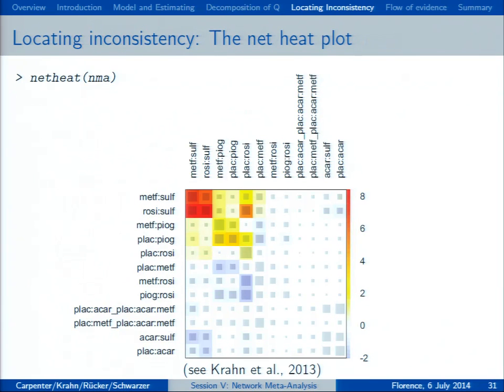Okay, there is a possible plot in this NetMeta package for locating inconsistency in further detail. So we have seen there's inconsistency, and when we want to know where in this network this inconsistency is, we can use this net heat plot, which can be called by the function netheat, and I will explain this plot in further detail in the following.